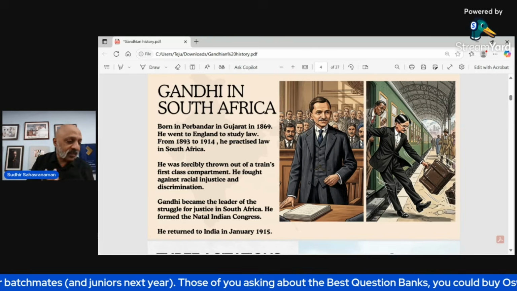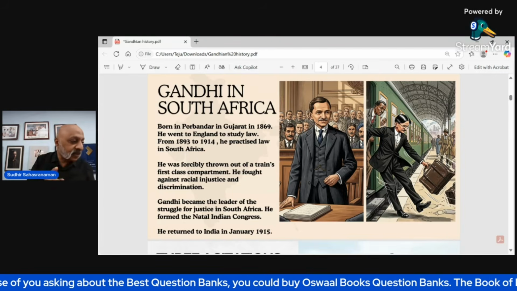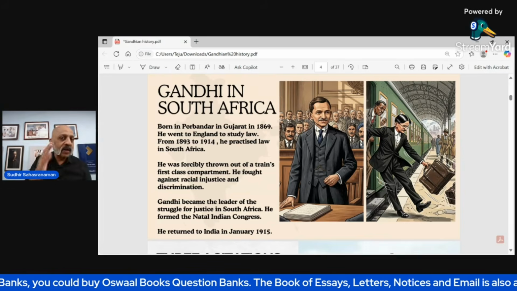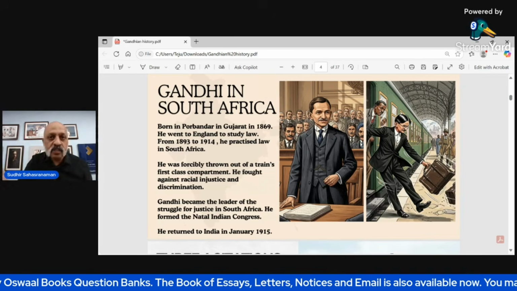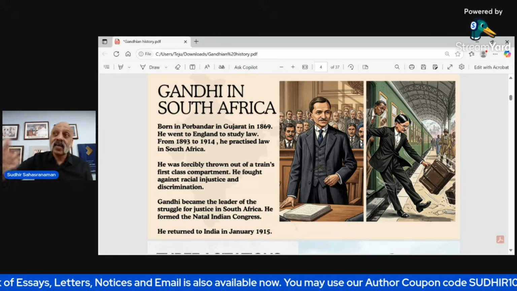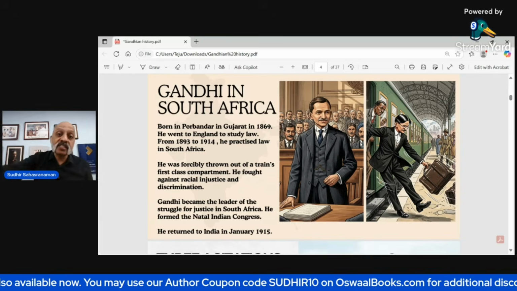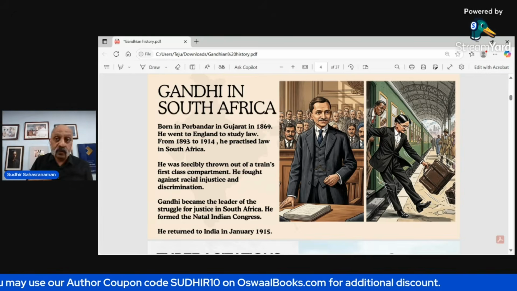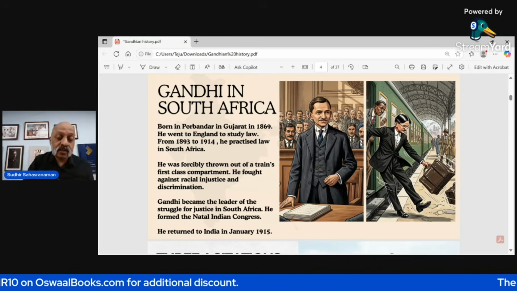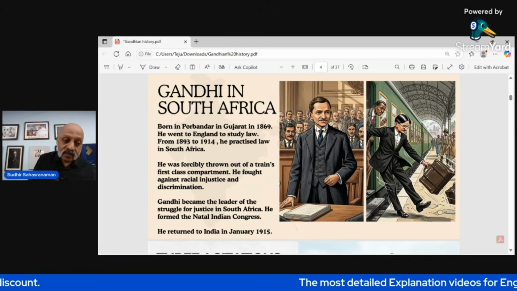So he was thrown out. I think that was on the 7th of June, if I'm not mistaken. Just check the date. I think it is the 7th of June. So he was thrown out, and that made him realize that this is a land which racially discriminates against the non-whites. Anyone who is not a white by skin color is discriminated against in South Africa, which is known as apartheid. And he decided to protest against this kind of racial injustice and racial discrimination.